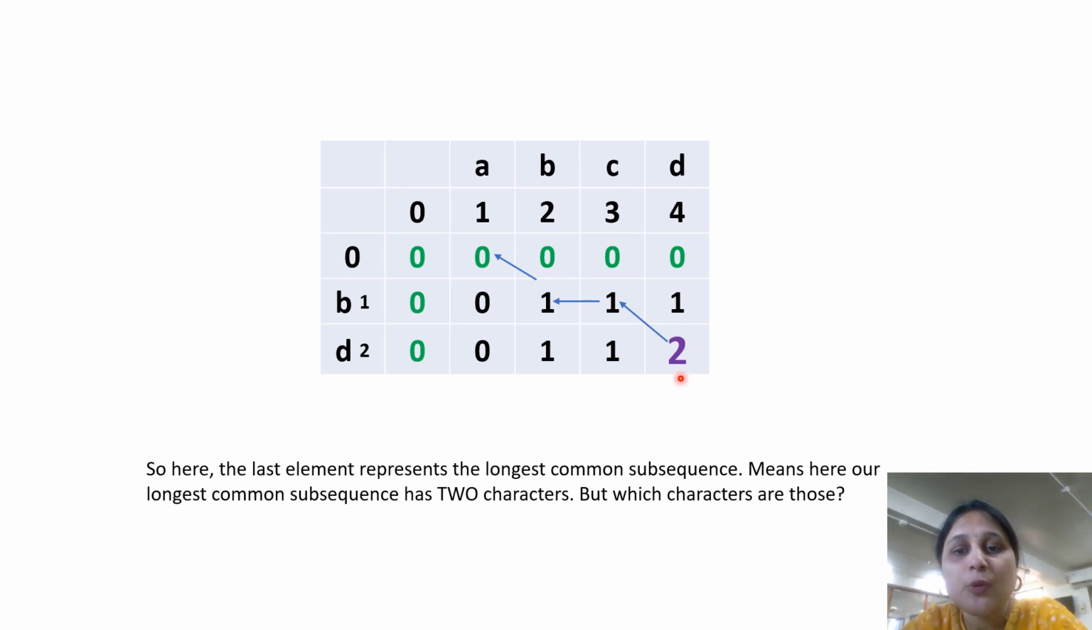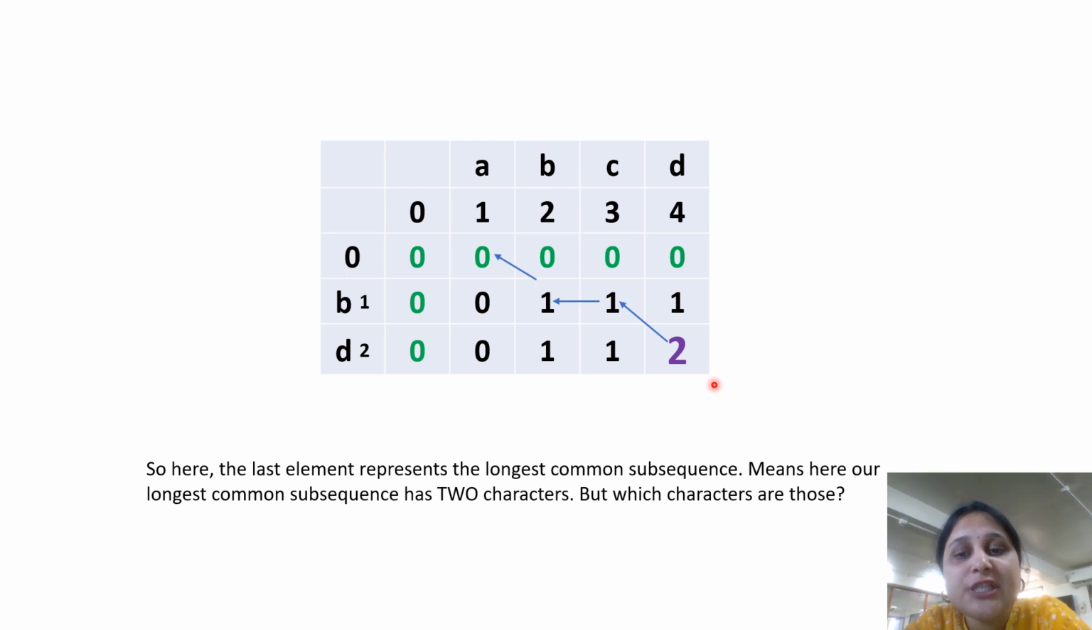Okay, how have we come to know that? We have got a set of 2 characters because of this last element. As it is a bottom up approach, you can see the last element is defining the longest common subsequence. Here our longest common subsequence has 2 characters. Okay, but which characters are those? Out of ABCD, which common subsequence have we found? So let's check that, students.